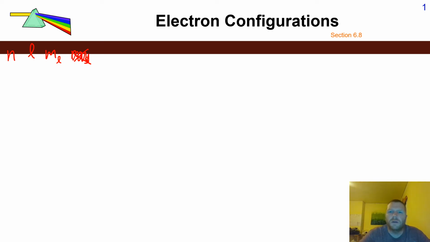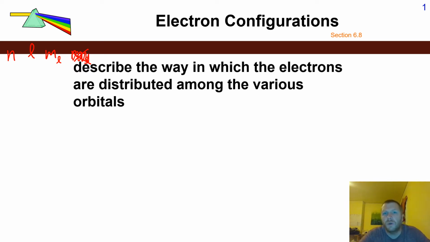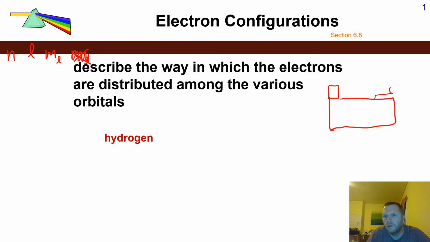Now, what is an electron configuration? Electron configuration describes the way in which the electrons are distributed among the various orbitals. Okay, so let's take, for instance, hydrogen. Where is hydrogen on the periodic table? Hydrogen is the very first element that you talk about. Okay, now, here's my very rough depiction of a periodic table. There's hydrogen right there. Now hydrogen is in the first column and in the first row.